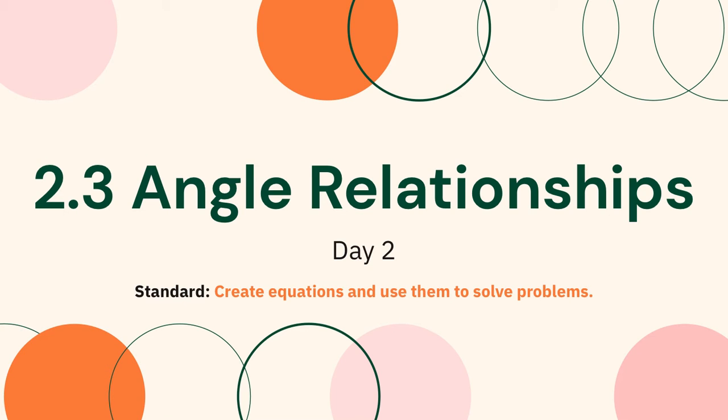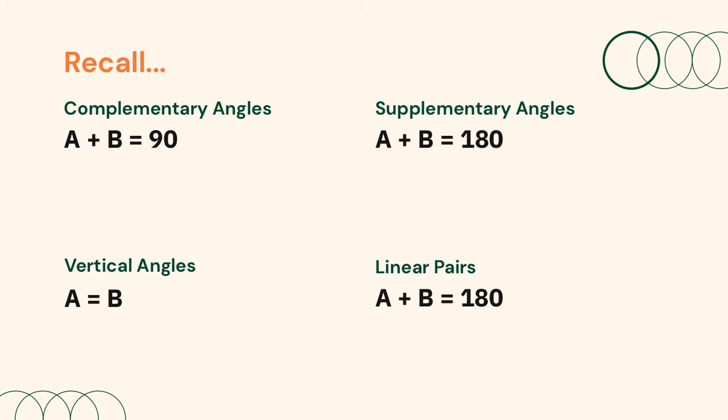Now that we have talked about how to identify angle relationships, we are going to work through how to solve after we've created equations using those relationships. So remember, I have complementary angles, supplementary angles, vertical angles, and linear pairs. Complementary angles are equal to 90 degrees, so two angles that sum to 90 degrees. Supplementary and linear pairs are two angles that sum to 180 degrees. And then vertical angles are equal because they are congruent.